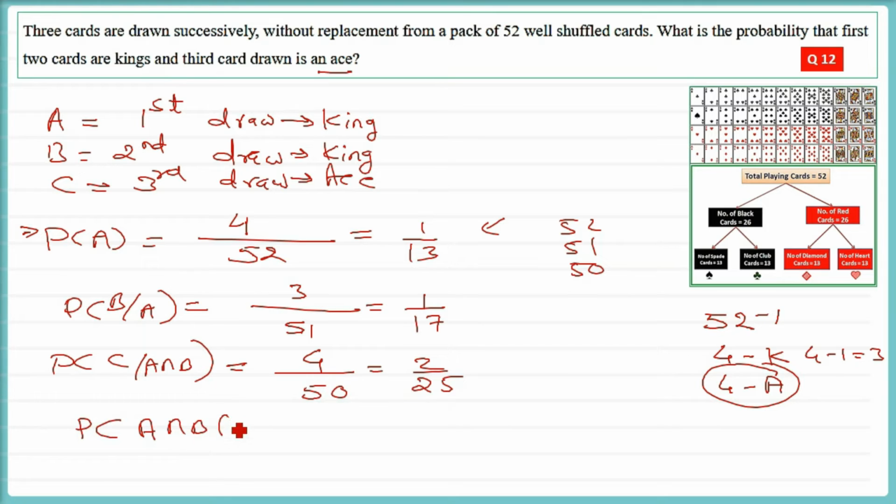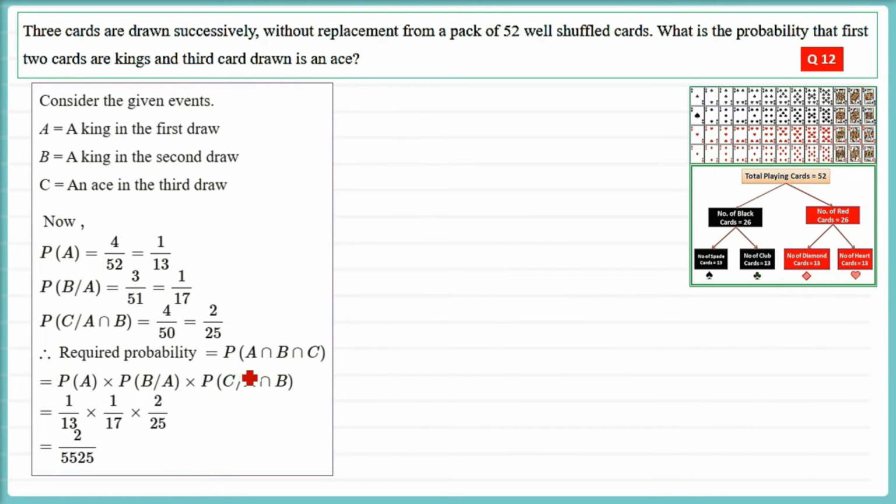So probability of getting all of them in tandem is A intersection B intersection C. So 1 by 13 multiplied by 1 by 17 and multiplied by 2 by 25 is going to be 2 by 5525. Now this formula is very important: P(A) into P(B|A) into P(C|A intersection B), these 3 need to be multiplied, and we multiply these in order to get the desired result.